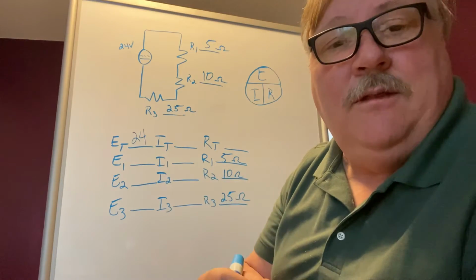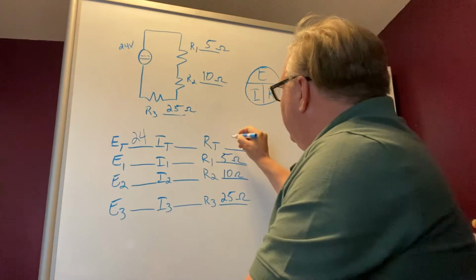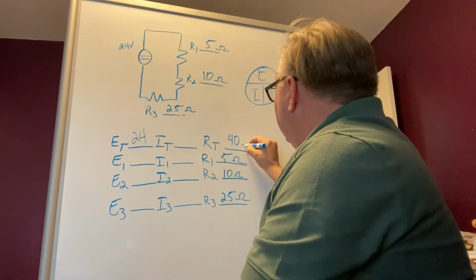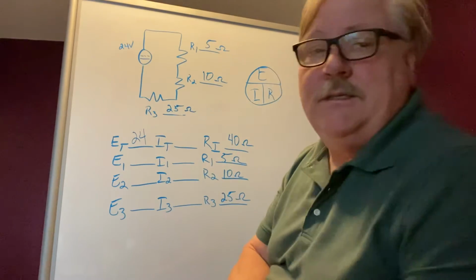Okay, so the next task is what is the rule for figuring out our total resistance, and that is to just simply add those up. Okay, so 25 and 5 is 30, plus 10 is 40 ohms. Okay, so remember, this is our total for our resistance.